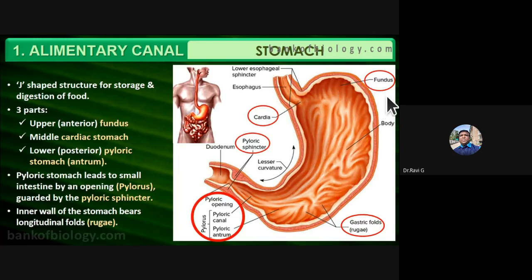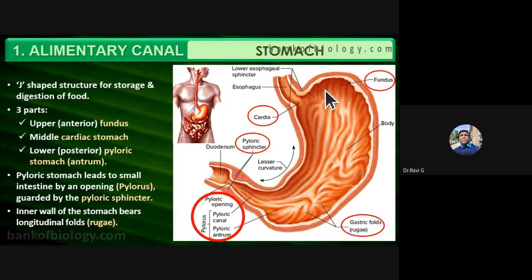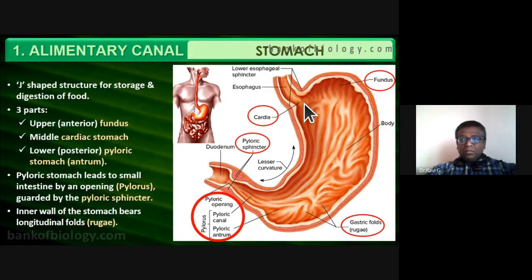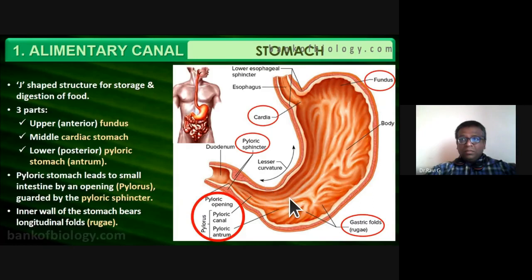The stomach has three parts. You can remember them as FCP. That is the fundus part of the stomach, then the cardiac part, and then the pyloric part. The upper or anterior part of the stomach, we call the fundus. The middle, we call the cardiac stomach. The lower or posterior part of the stomach, we call the pyloric stomach. So these are the three regions of the stomach.